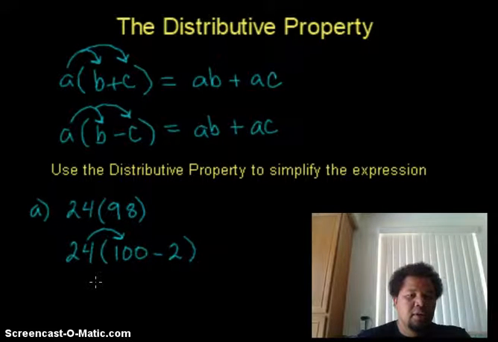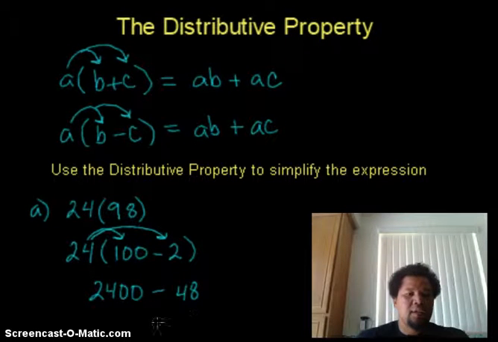So 24 times 100 is 2400. And the distributive property tells us we got to multiply the 24 times this 2. And 24 times 2 is 48. And so now we can go ahead and subtract 2400 minus 48, which I'll do over here.